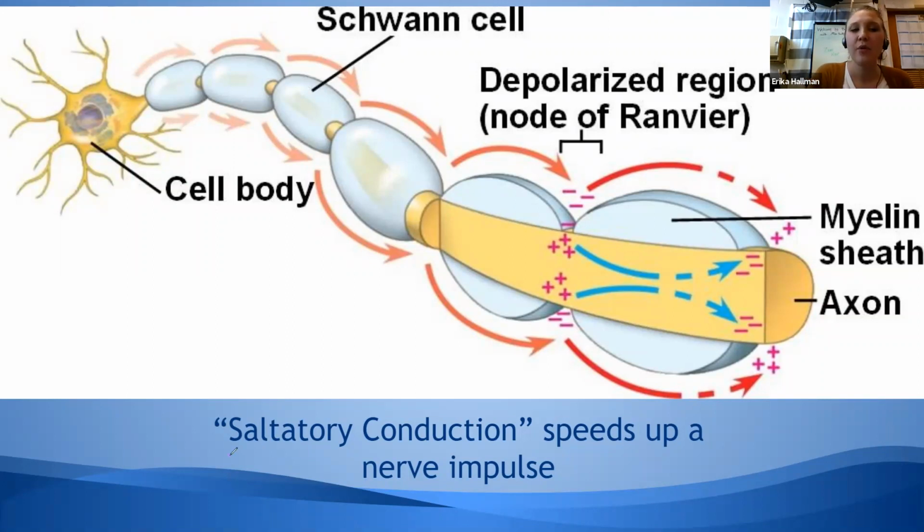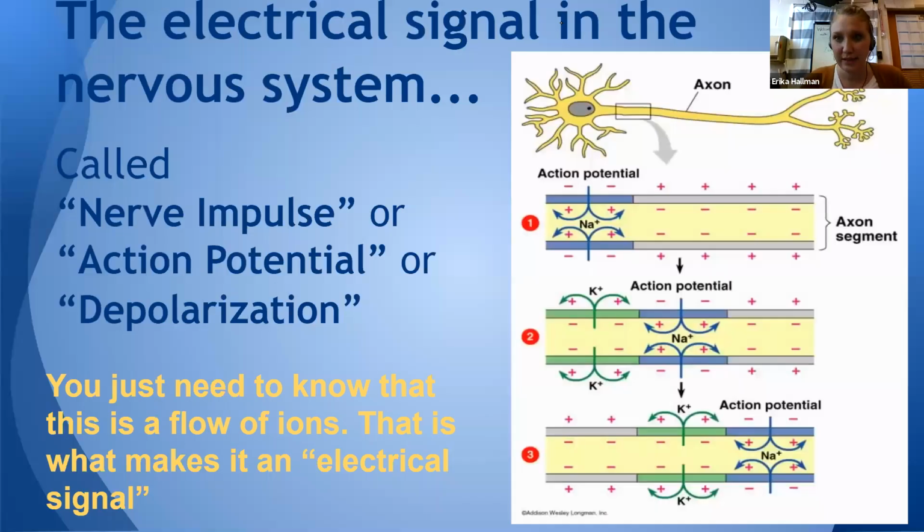And that process, guys, is called saltatory conduction. That's a good vocab term to make sure you get into your notes. All right. So saltatory conduction helps us make sure that a nervous impulse takes less time.